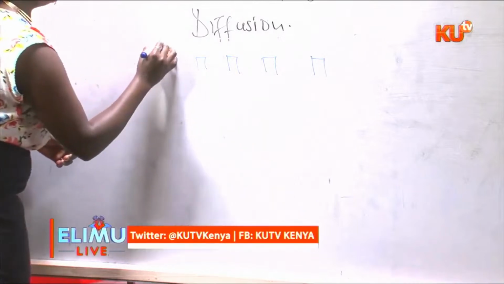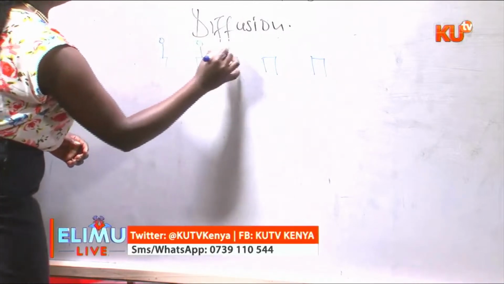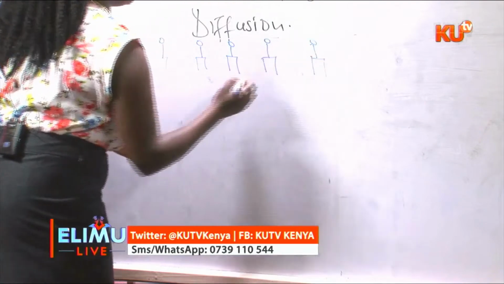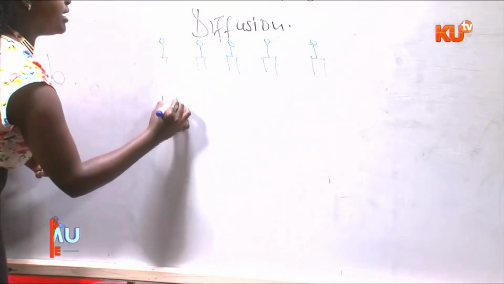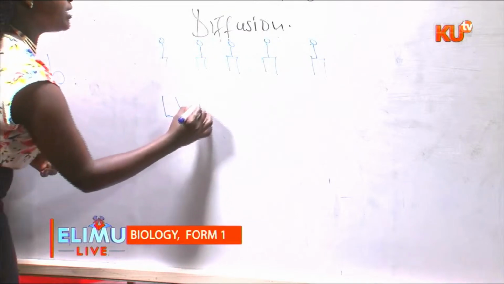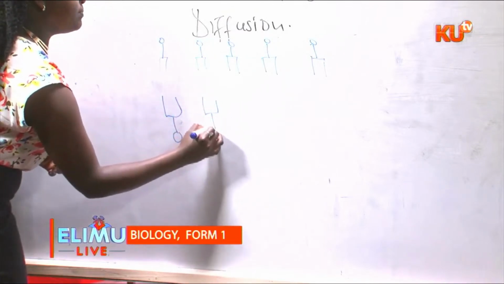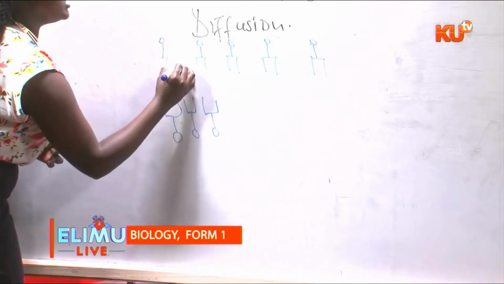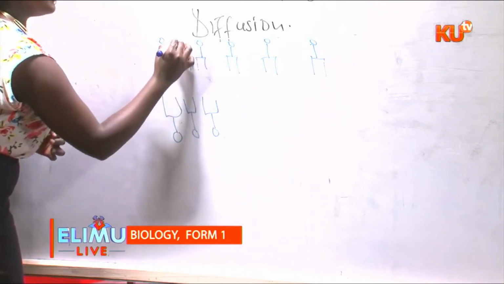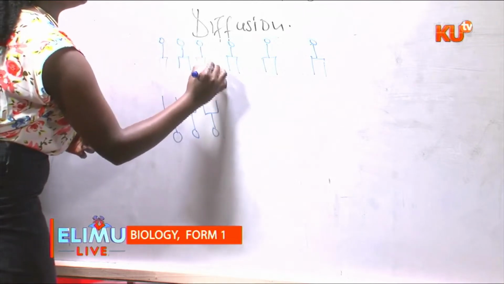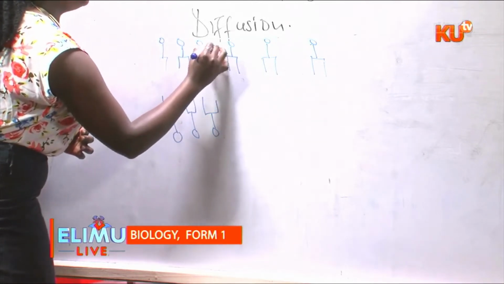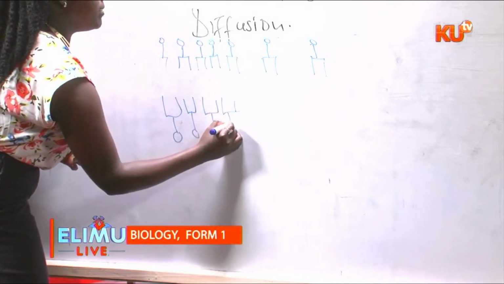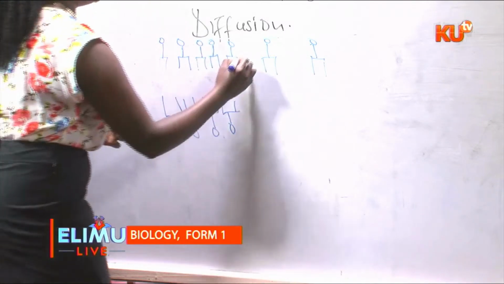So a cell membrane is made up of a phospholipid layer. The cell membrane also contains spaces, and those spaces are called pores. It is in these very spaces or pores that exchange of materials takes place.